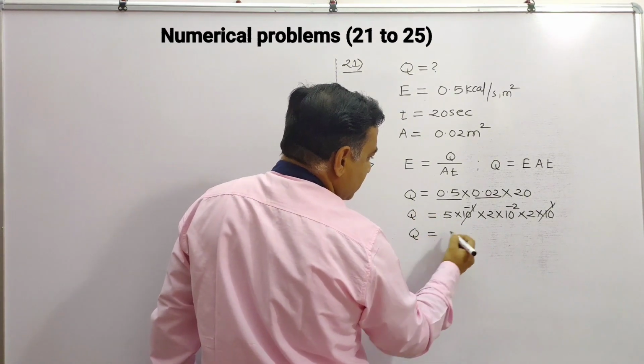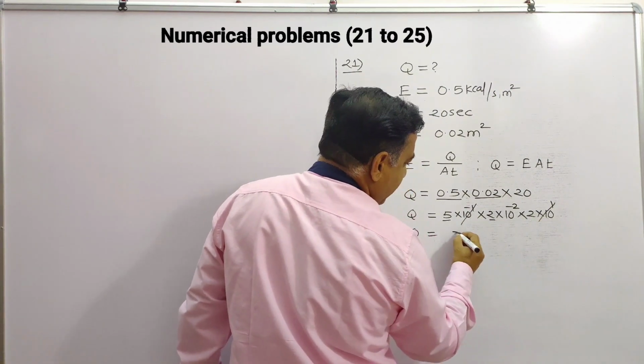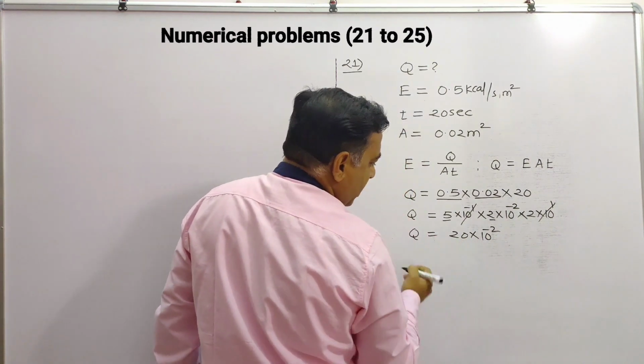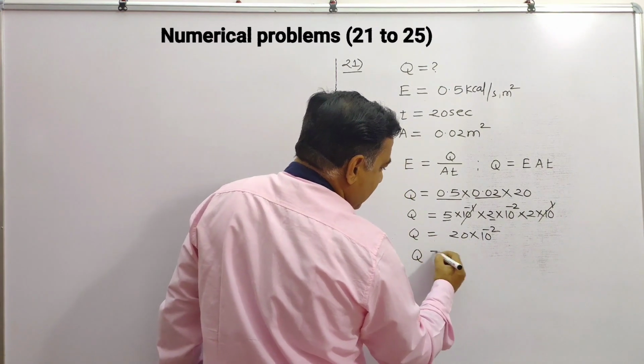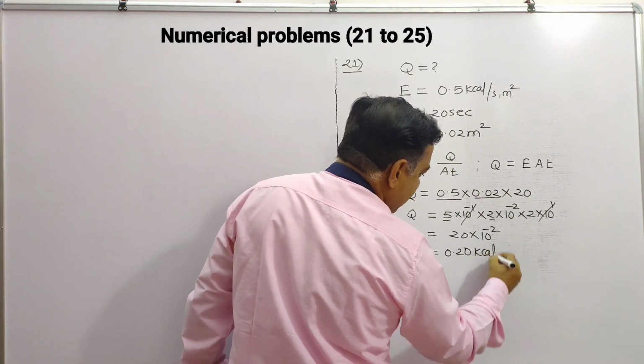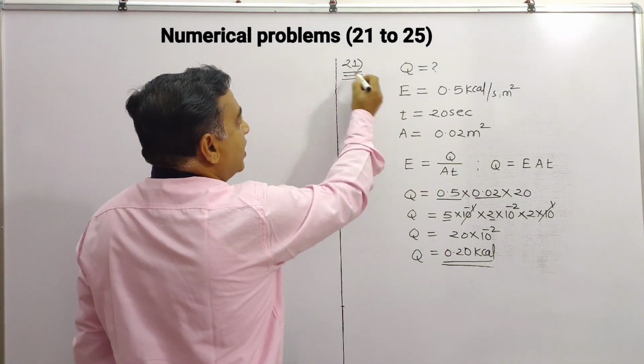Let us get this Q. 5 into 2, 10. 10 into 2, 20. 20 into 10 raised to power minus 2. Shift the point by 2. So the required answer is 0.20 kilocalorie. This is the final answer regarding problem 21.